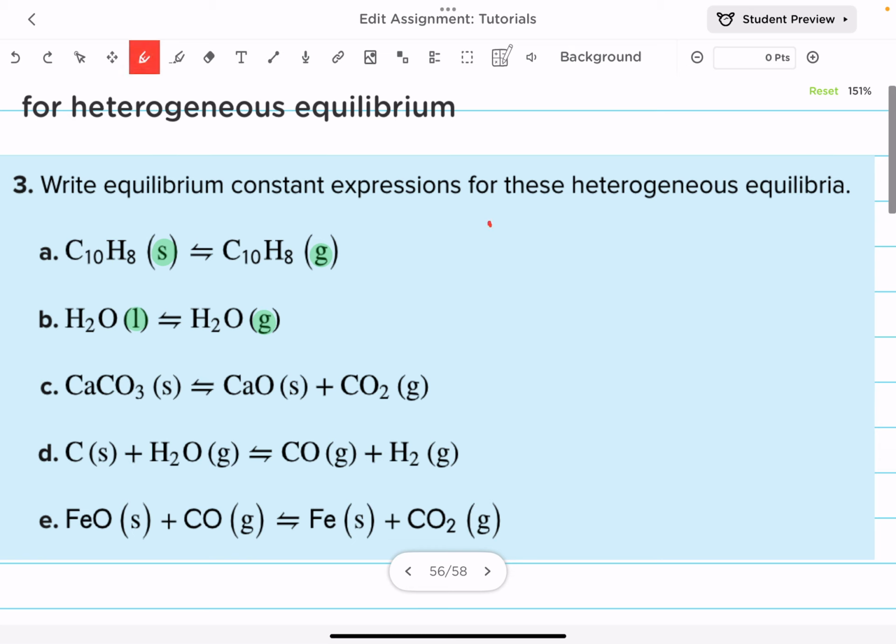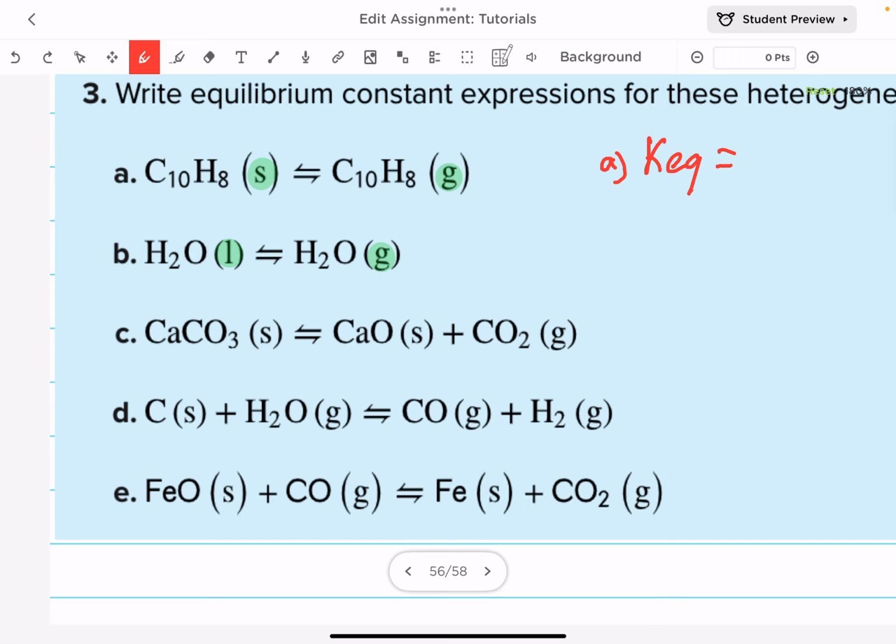Now, why is it important, or what does it change in writing the K equilibrium for heterogeneous equilibrium? Actually, in a heterogeneous equilibrium, you do not involve any reactant or product that is in the solid or in the liquid state. These will not be involved when writing the formula of K equilibrium.